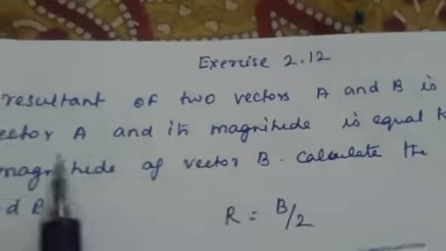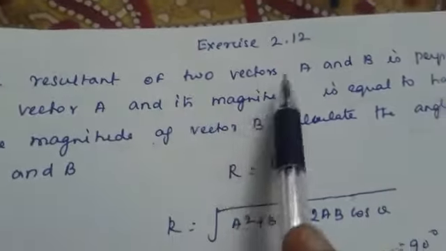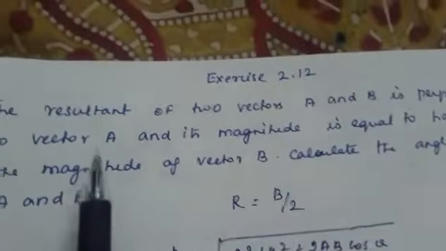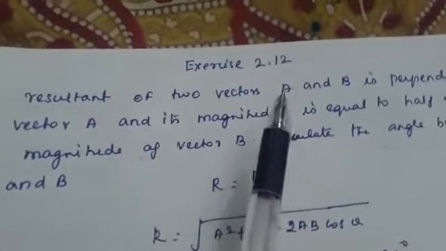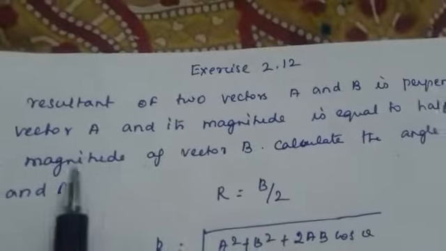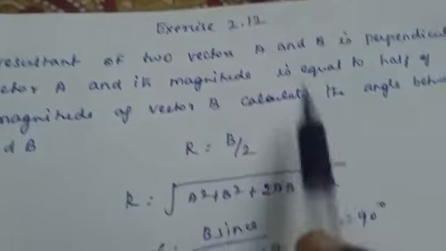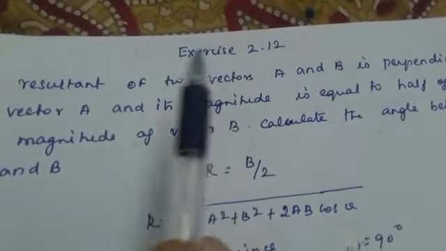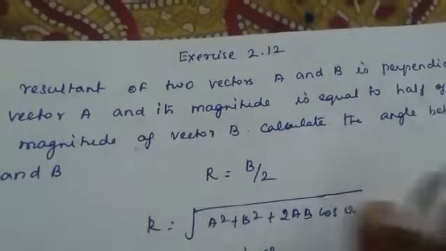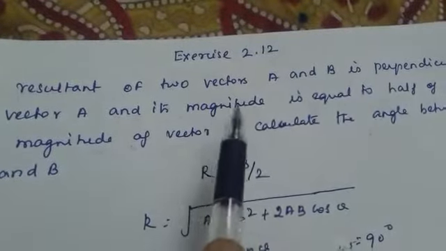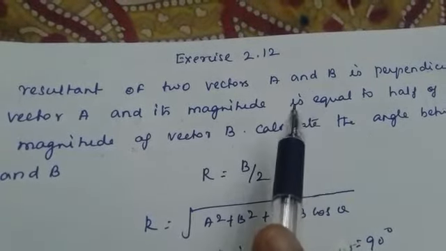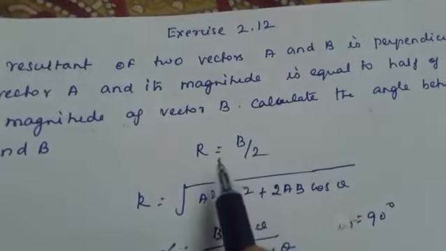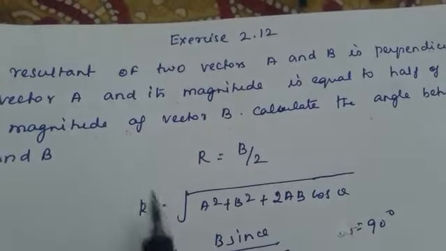Exercise 2.12. The resultant of two vectors A and B is perpendicular to the vector A and its magnitude is equal to half of the magnitude of vector B. Calculate the angle between A and B. Now what is given in the problem is that the resultant vector is perpendicular to vector A. The magnitude of vector R is half of the magnitude of vector B, that is R is equal to B by 2. Now we have to find out theta.